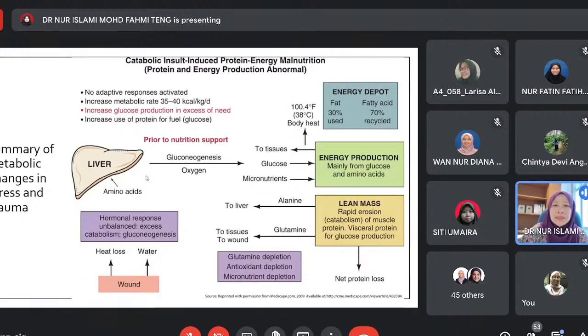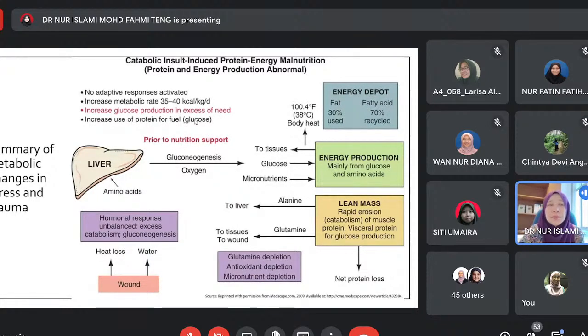Okay, so this is again the summary of the metabolic changes in stress and trauma. This is the catabolic insult induced protein energy malnutrition. So this is actually during the fight or flight response. So lepas dia ada trauma, ada surgery kan, it may result in hyperglycemia as well. So hyperglycemia and insulin resistance, it may be controlled by insulin therapy.